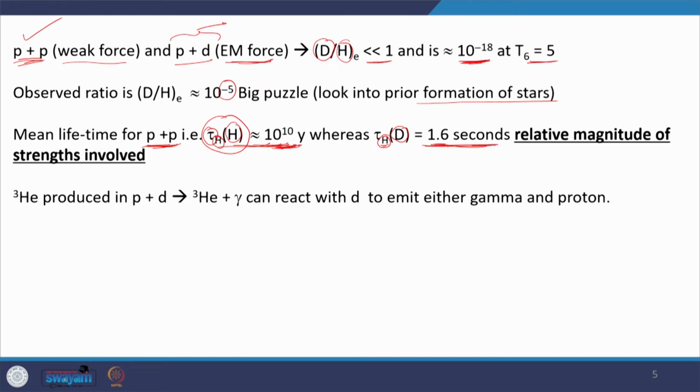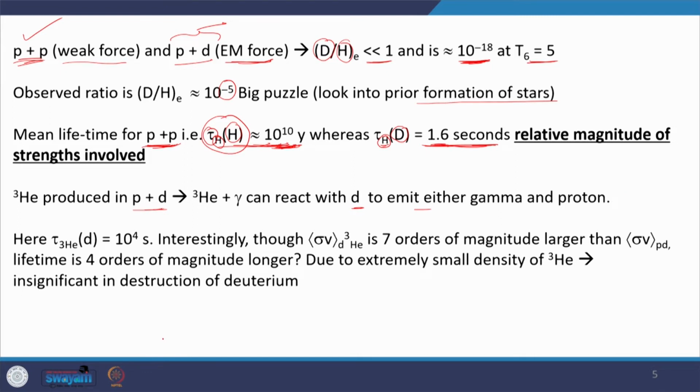Now, once helium-3 is produced in P plus D, it can react with deuterium to emit either a gamma or a proton. Okay? Now, after deuterium, I am discussing helium-3. All right. Now, if deuterium reacts with helium-3, earlier I discussed deuterium with proton, then it comes out that the lifetime is about 10 to the power of 4 seconds. Now, please listen to me carefully. Though the reaction rate between helium-3 and deuterium is 7 orders of magnitude larger than this PD reaction.